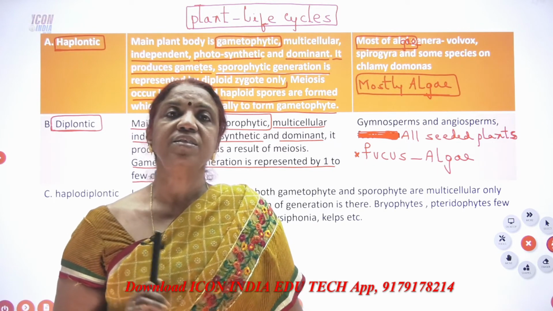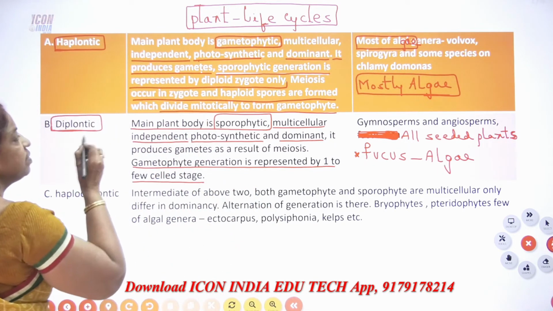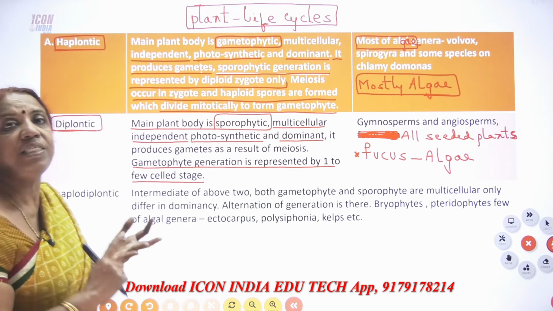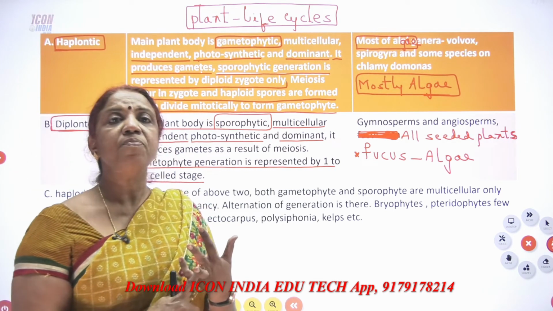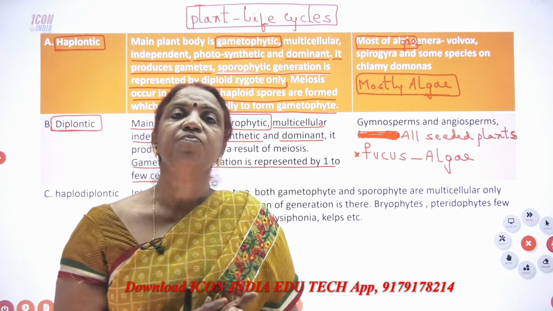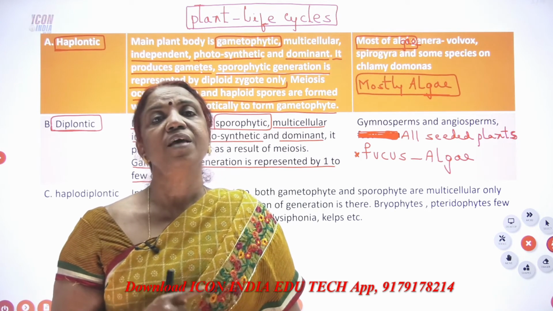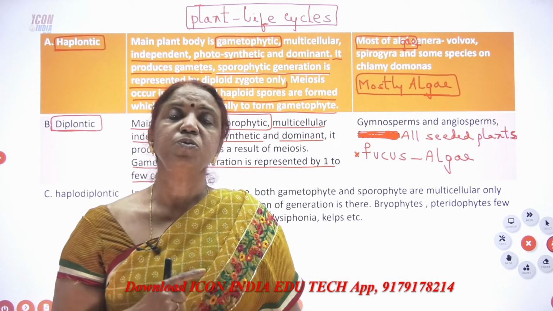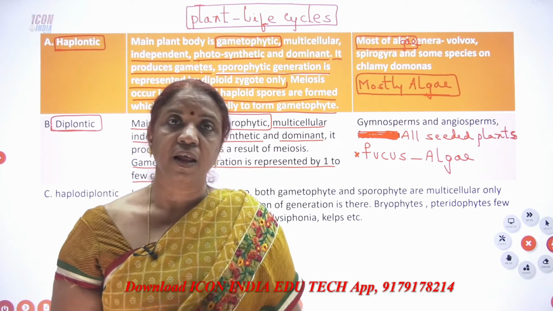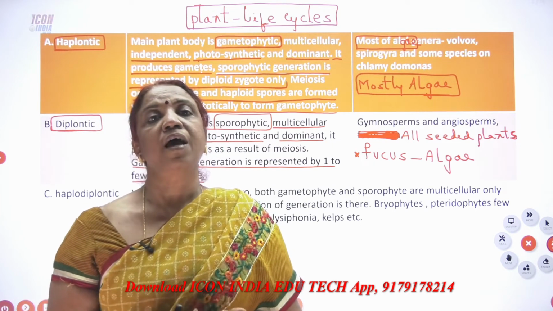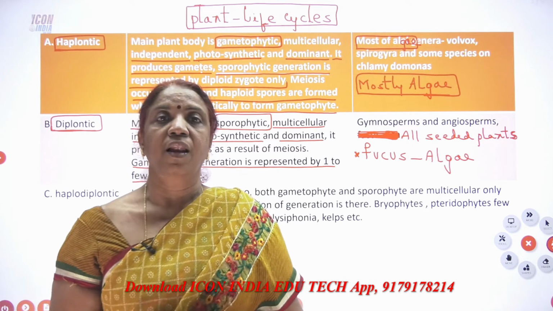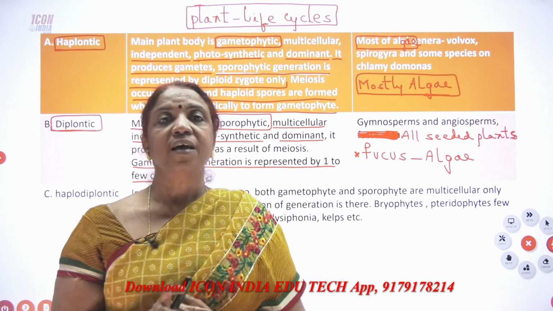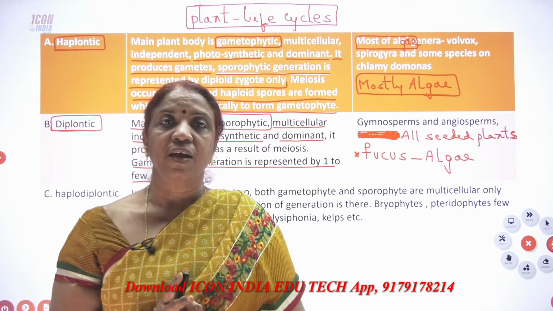The diplontic life cycle is present in all seeded plants, the phanerogams, and also in some algae, that is Fucus. Fucus has a diplontic life cycle. Angiosperms have a diplontic life cycle. Gymnosperms have a diplontic life cycle. So all seeded plants have a diplontic life cycle.